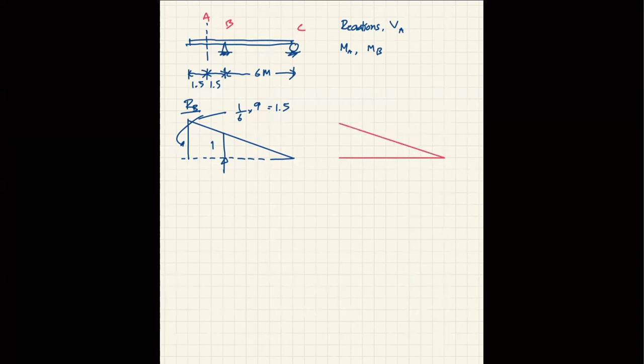Okay, this is 1.5, and at location B itself, this has to be 1, and this is the influence line of RB.